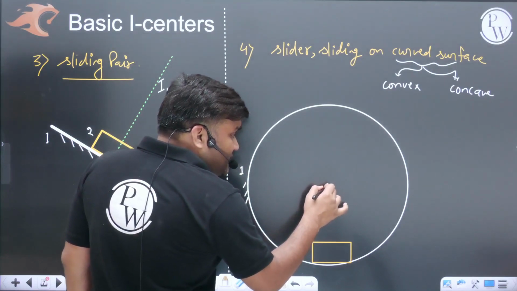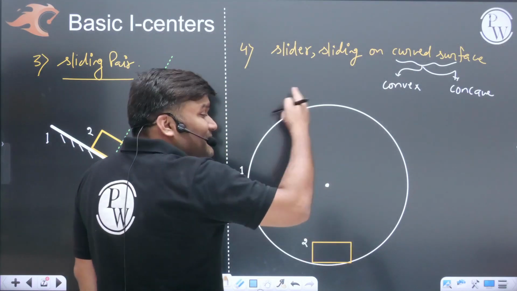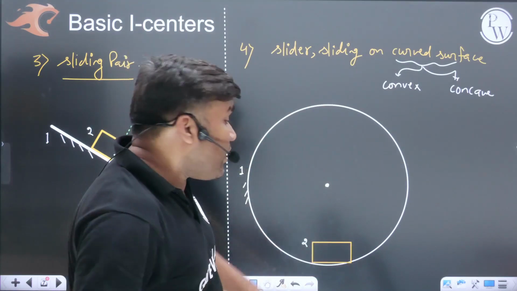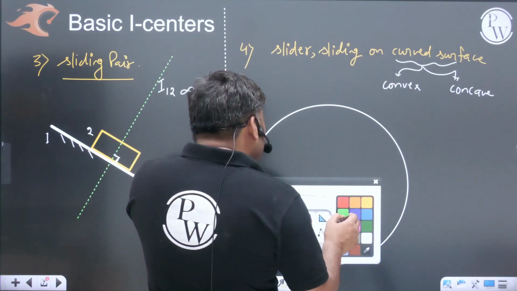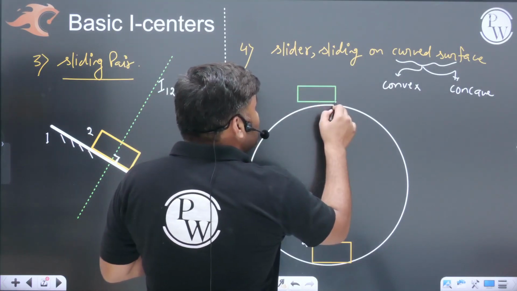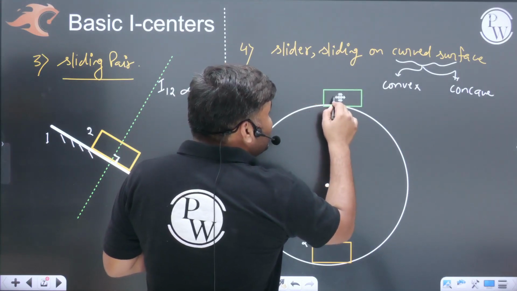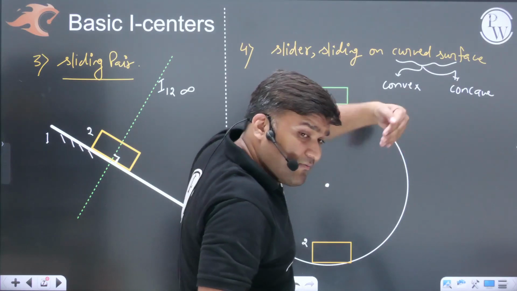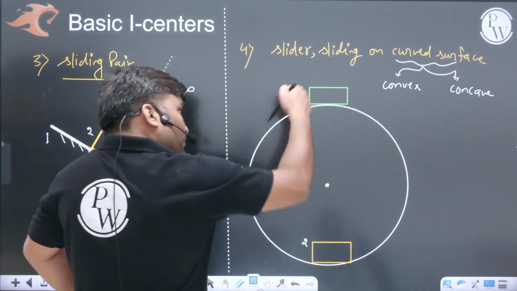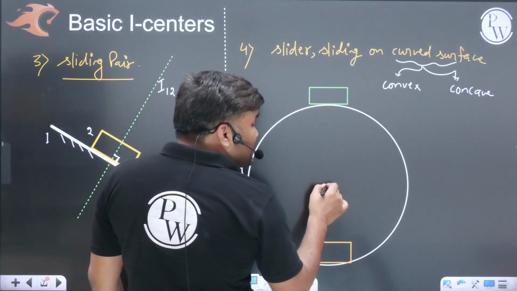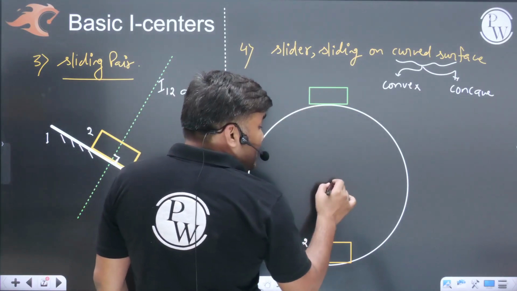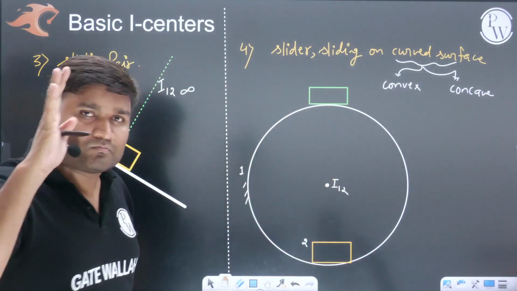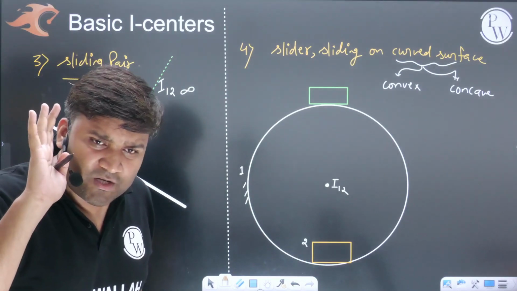And this is the center of curvature of that surface where sliding is happening. Sliding may be inside, that is, at the concave part, or even if the slider is sliding at the convex part, on the outer surface, it is sliding something like this. While sliding, it is going to have this motion. Even in this condition, in both these conditions, the I center location will be at this center of curvature. Getting a point, beta? This is going to be your I12. For this also. Is it clear? Everybody is clear till this point?